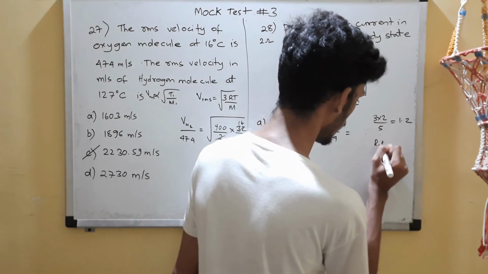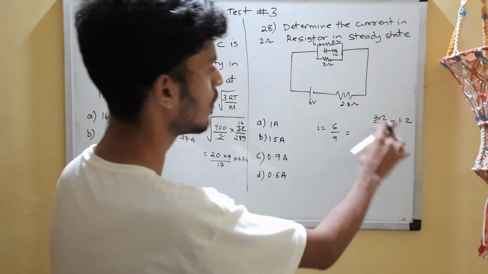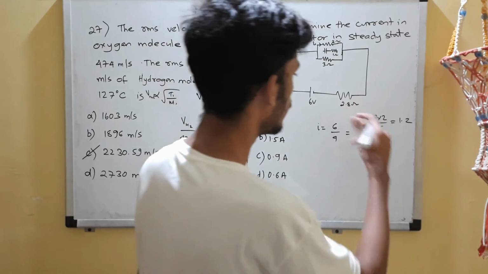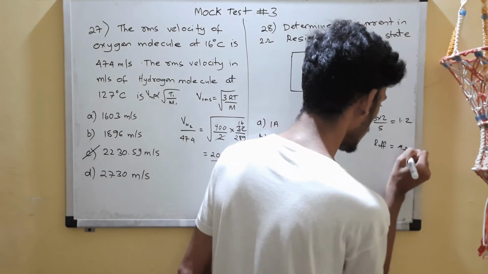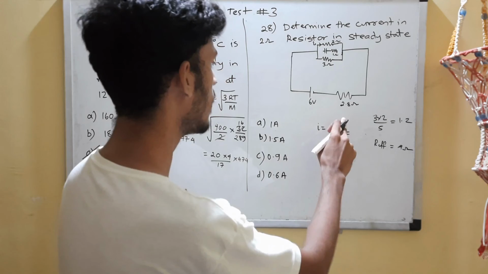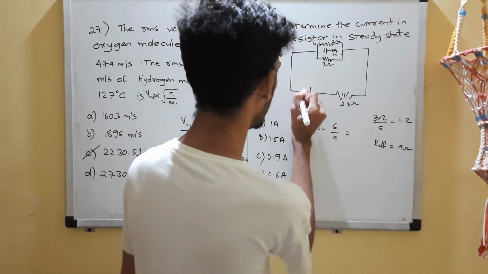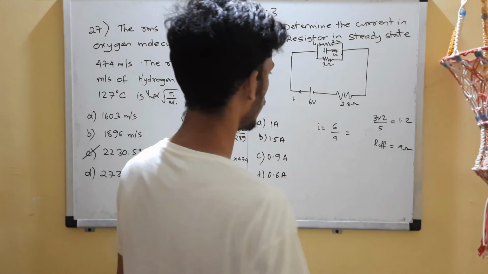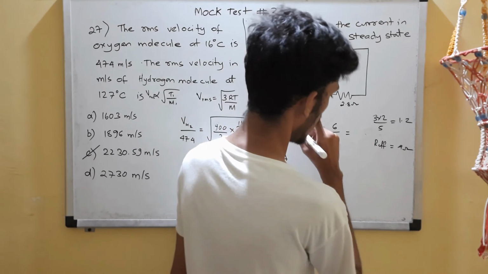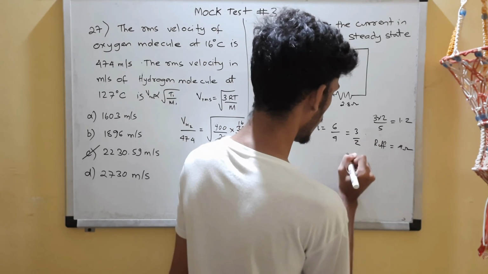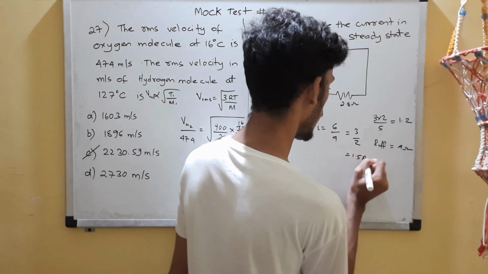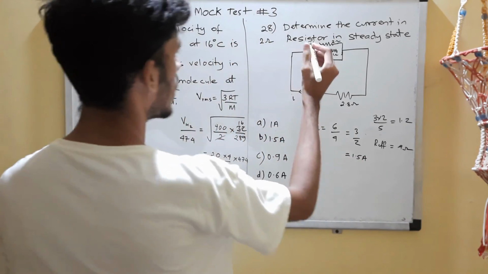So R effective, if you see here, 3 and 2 in parallel is 1.2, 1.2 plus 2.8 is 4 ohms, okay. And I is V by R, so this is the current that is coming out from the battery, okay. So this I guess is 3 by 2, 1.5 amps. So 1.5 amps is the current that is coming out from here.